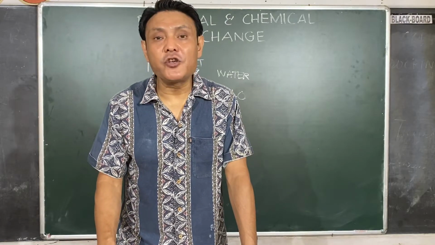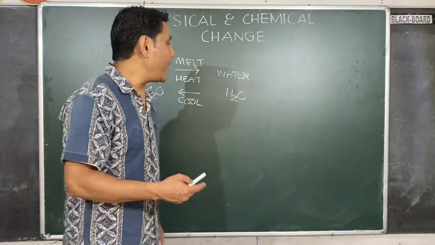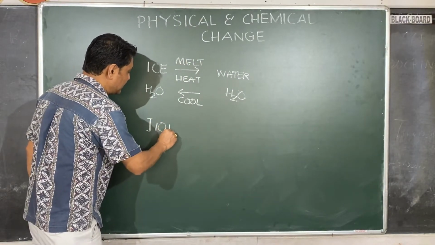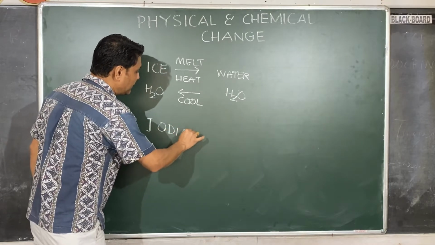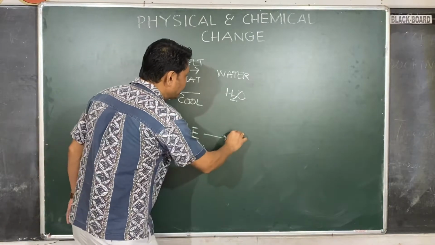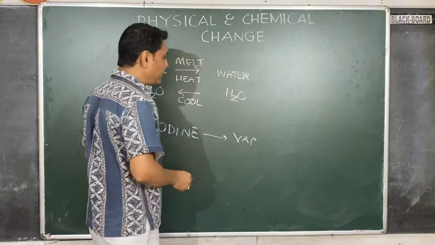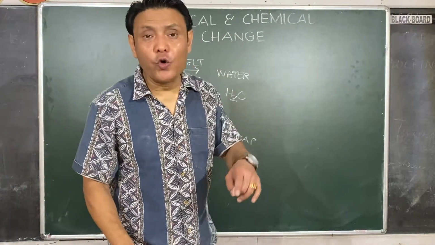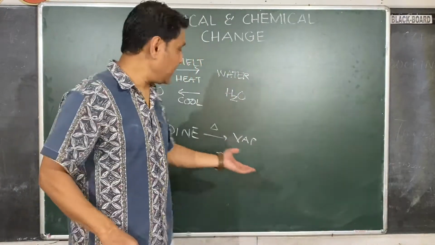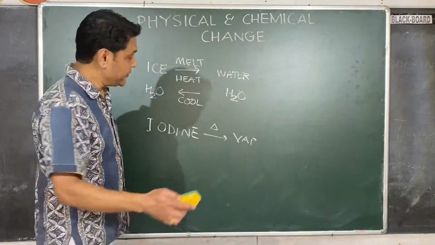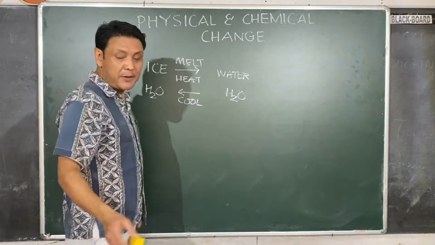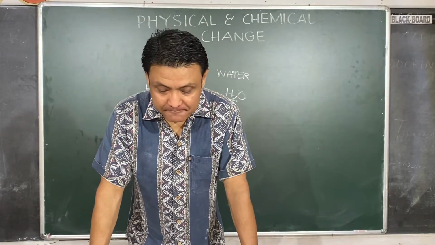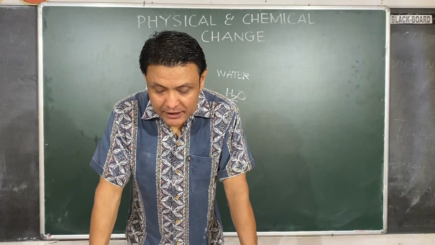Number 3, sublimation of iodine. When we heat iodine, it changes into vapors of iodine. Now when you cool the vapors of that iodine, we get back the iodine in the crystalline form. So the sublimation of iodine is a physical change.